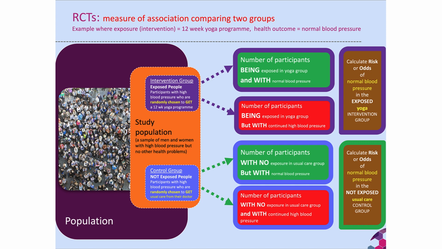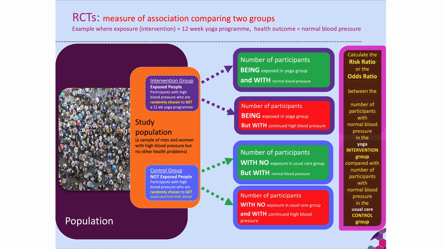Now we could convert this into high blood pressure as well. You could do it either way, but normal blood pressure is what we're interested in, so we're going to put normal blood pressure as the outcome for the risk and the odds. And then we can calculate the risk ratio or the odds ratio between the number of participants with normal blood pressure in the yoga intervention group compared with, or divided by, the number of participants with normal blood pressure in the usual care control group.